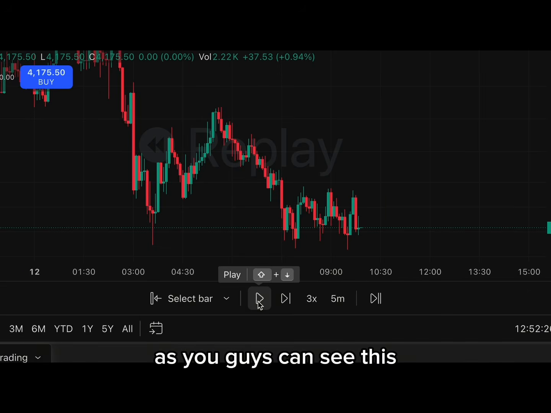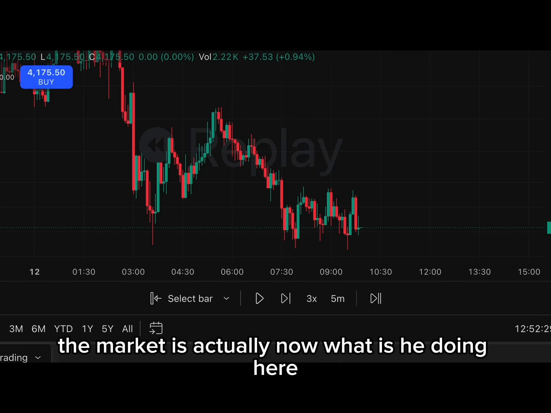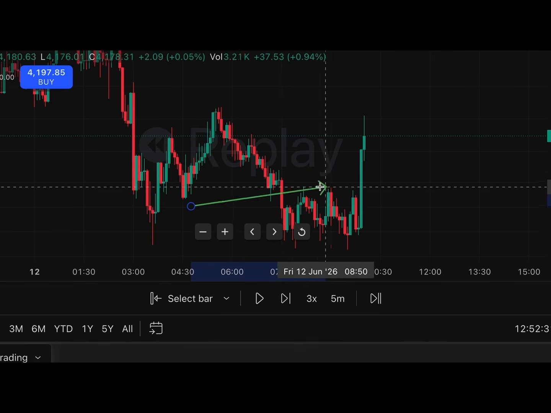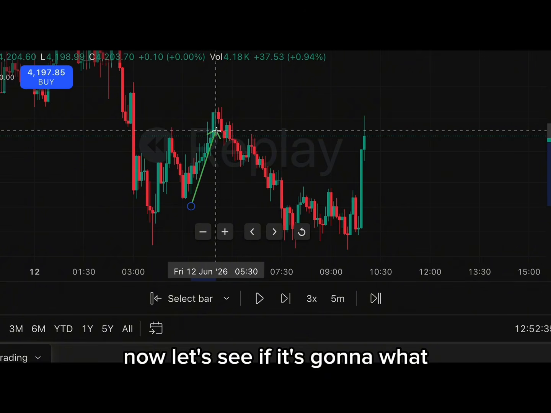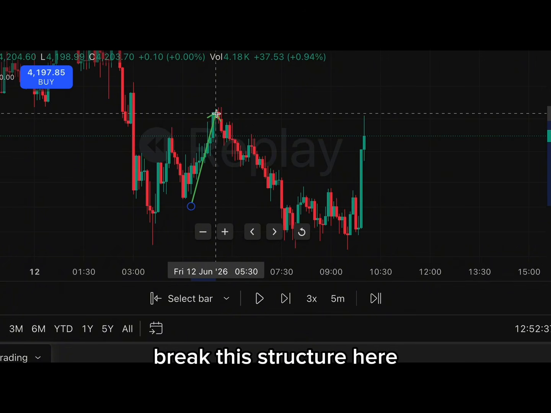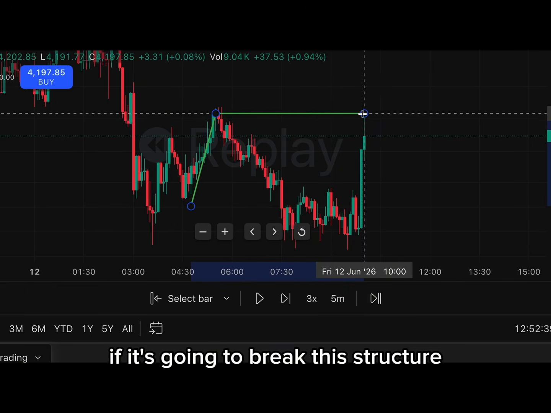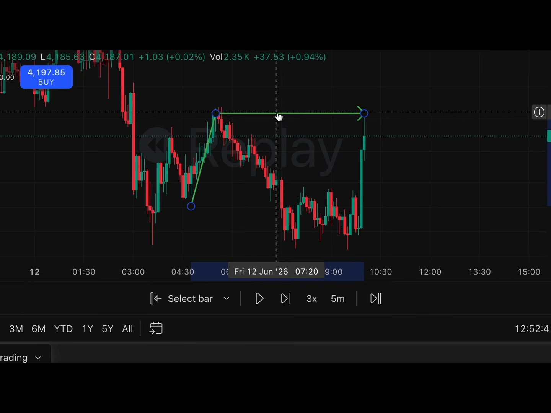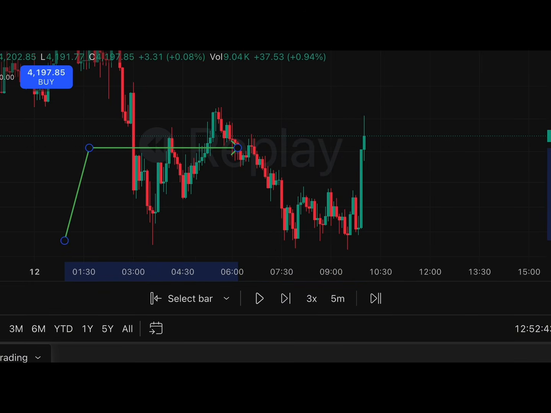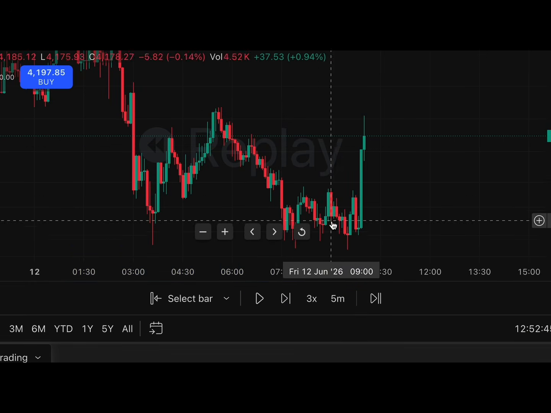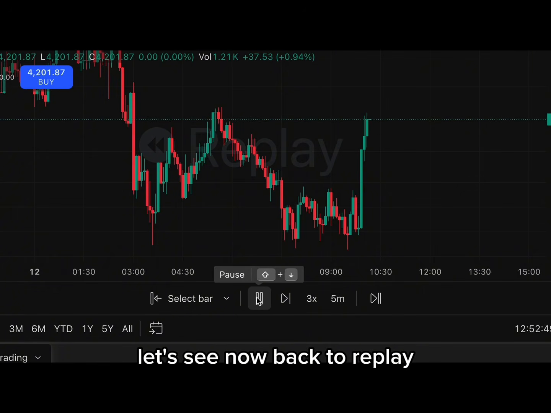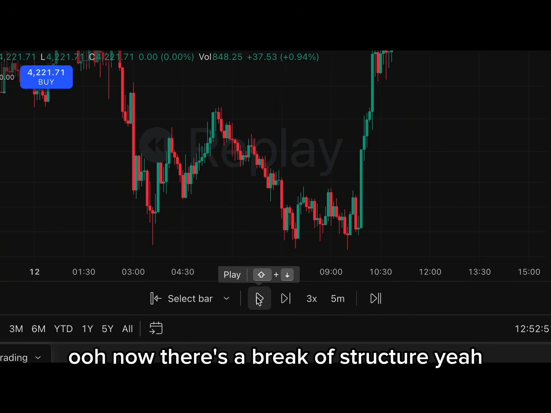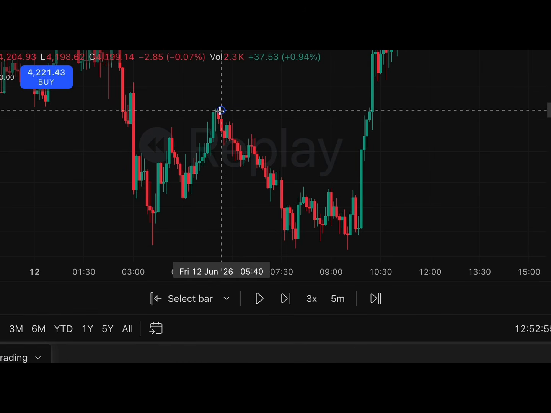As you guys can see, the market is actually now, what's it doing here? Consolidating. Now let's see if it's going to break this structure here. Did it break the structure? Let's see. Now back to replay. Oh, now there's a break of structure.